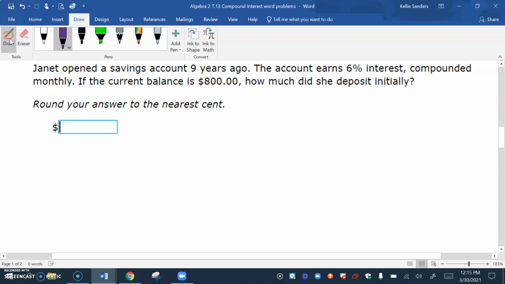Janet opened a savings account 9 years ago. The account earns 6% interest compounded monthly. If the current balance is $800, how much did she deposit initially?